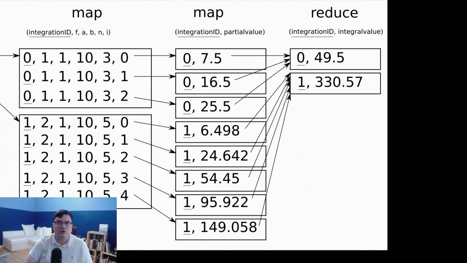The last stage is a reduce stage that creates one reduce task per key. It takes all the partial values for that integral and sums them up. It produces the answer for each integral query.